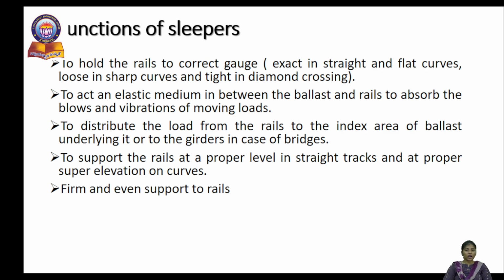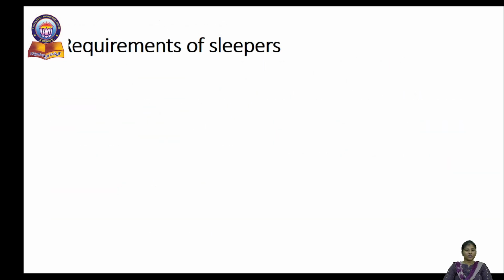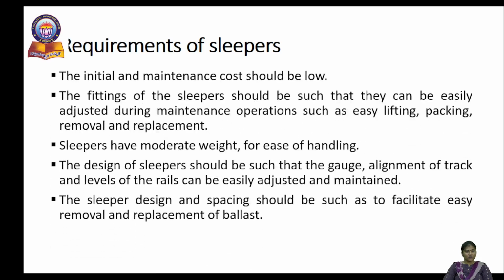So firm and even support to the rails is provided by the sleepers, providing longitudinal and lateral stability of the permanent track. Next, to rectify the track geometry during its service life. So these are some of the functions of the track. So what are the requirements of the sleepers? The initial and maintenance cost of the sleepers must be low. Fittings of the sleepers should be such that they can be easily adjusted during maintenance operations.